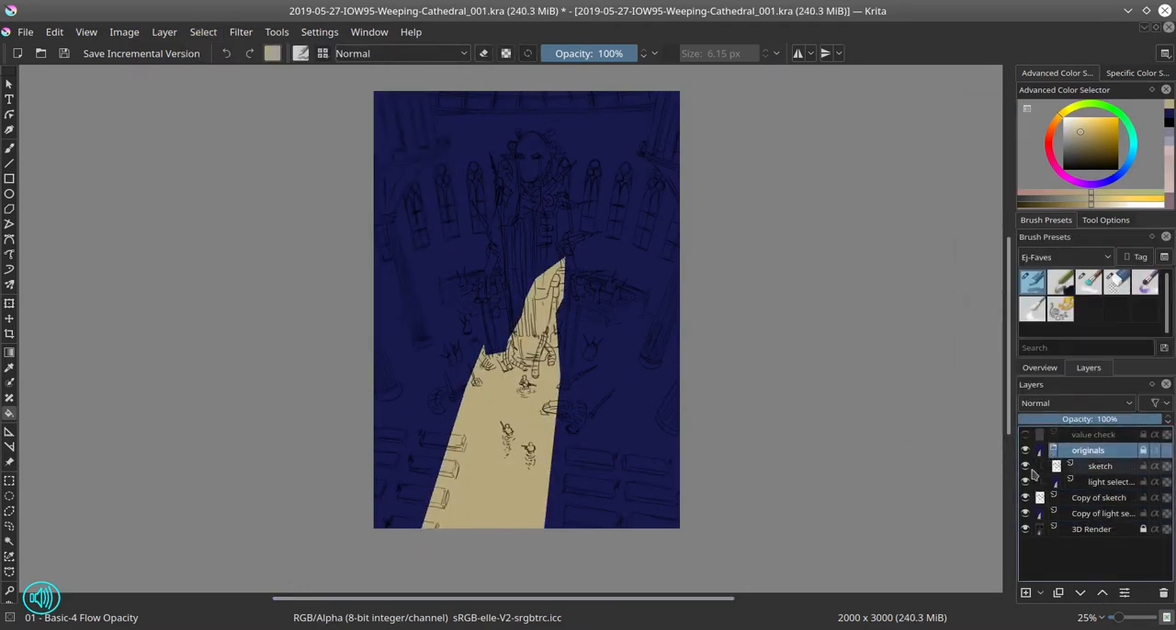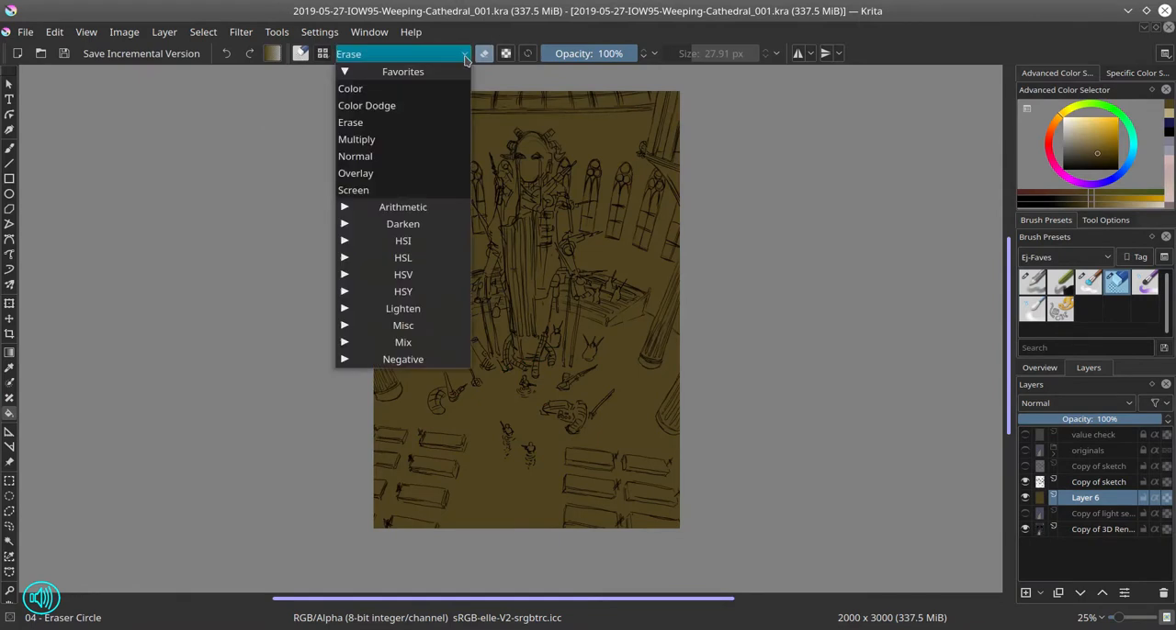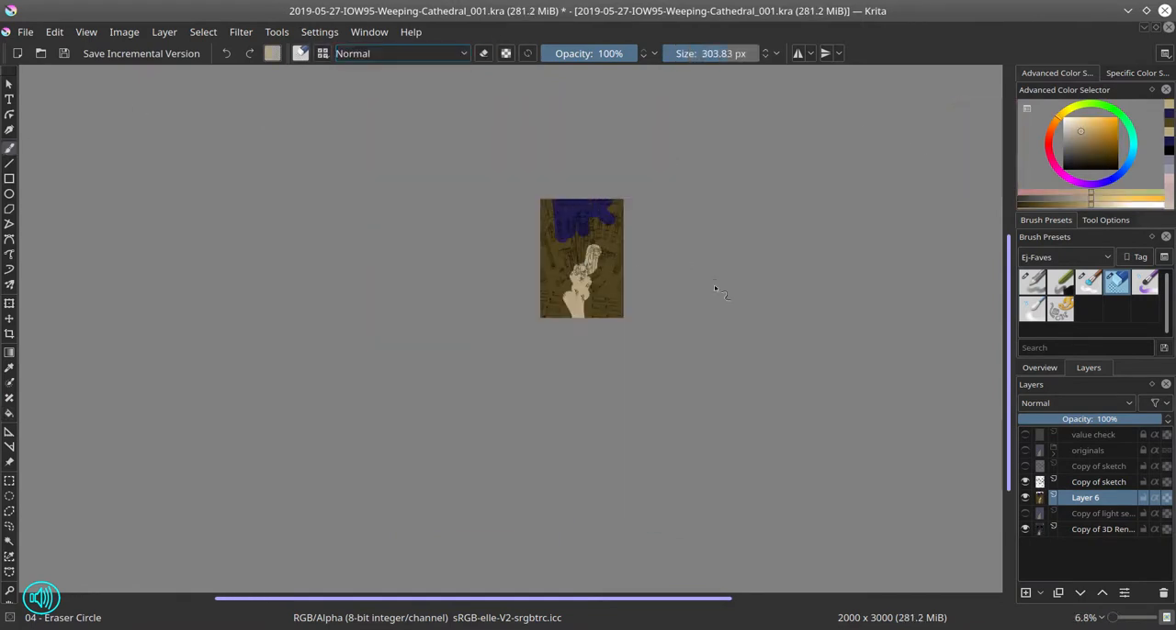So yeah, that was my initial sketch, and that's what you just saw me do: the initial sketch of this robotic statue figure just crying to the point where the whole place is just flooded.